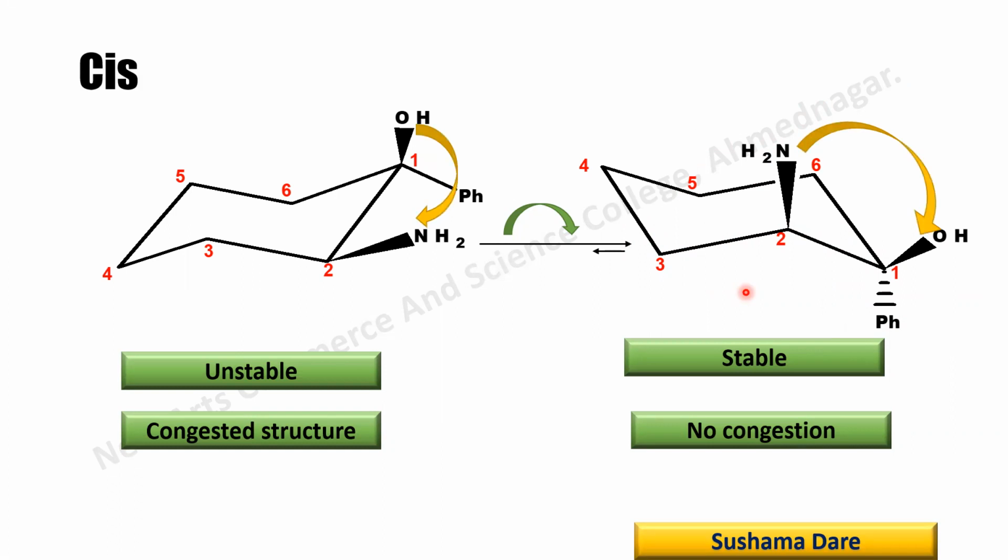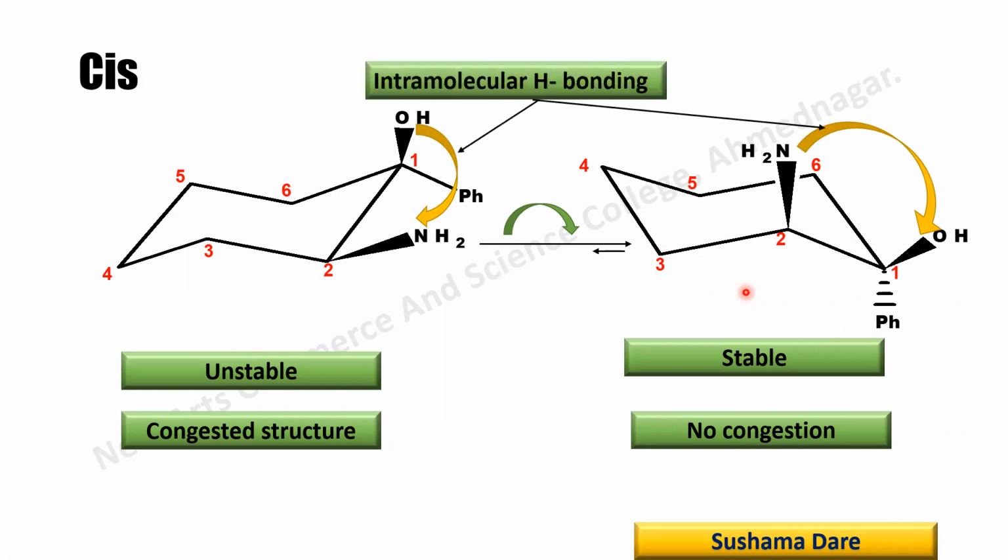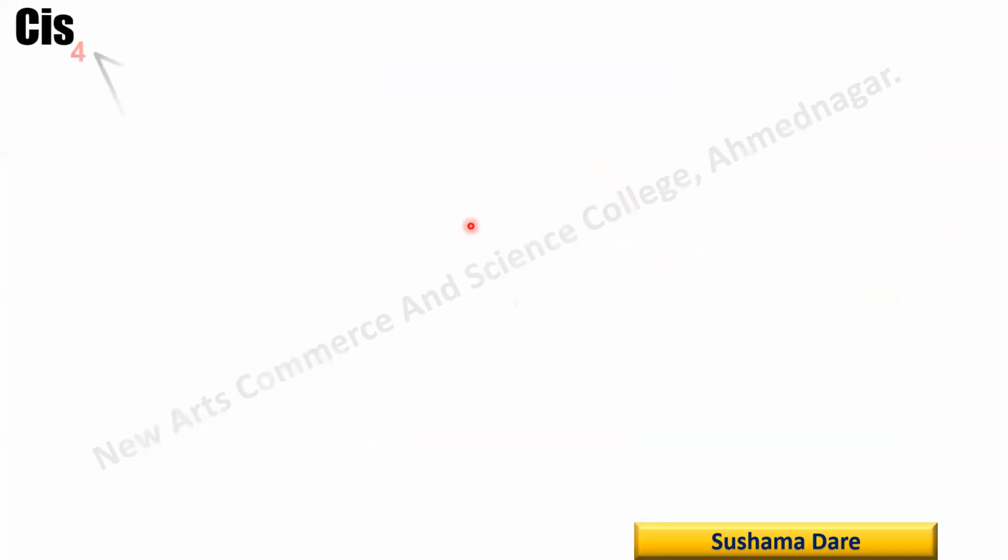So this hydroxy group and NH2 group, as they are facing in the same direction, there is the presence of intramolecular hydrogen bonding. In the cis molecule, if both the polar groups OH and NH2 are facing in the same direction, due to that there is a presence of intramolecular hydrogen bonding.